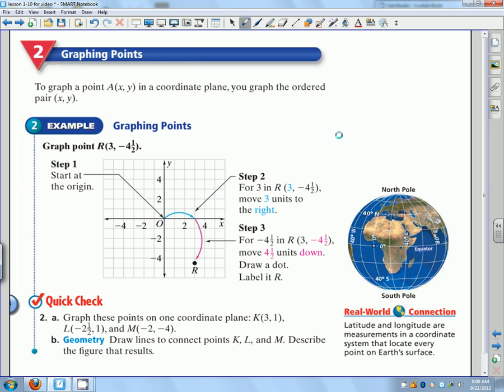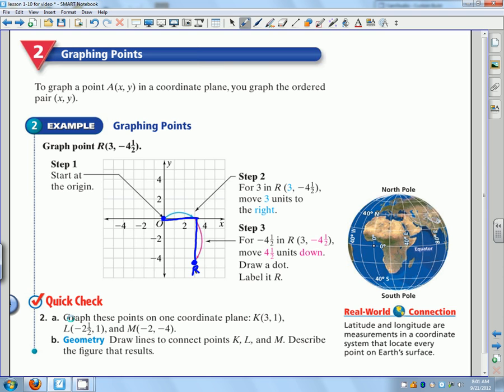All right, example 2. To graph point A, which is x, y, in the coordinate plane, you graph the ordered pair x, y. Okay, so this says graph the point R, which is 3, -4.5. So if I want to graph R, I start at 0, I go over 3, and then I go down 4.5. Now it's not going to be perfect because it's a 4.5, but it doesn't have to be perfect. As long as you're in between 4 and 5, you're totally fine. And then make a dot and label it R. Don't forget your label. So many times kids forget to label.